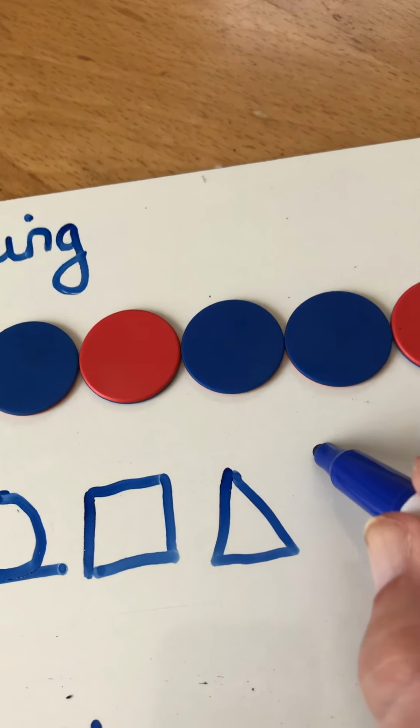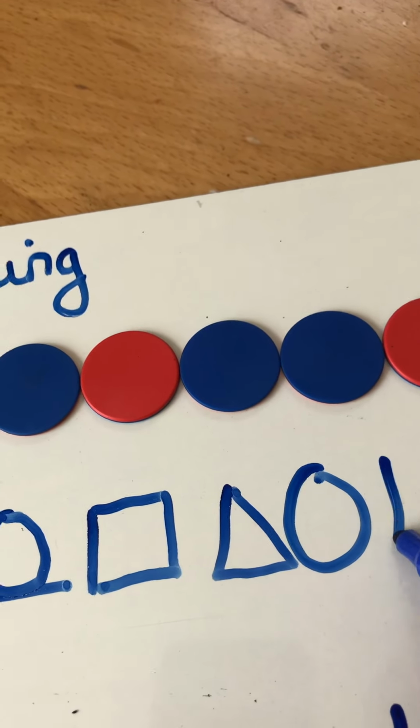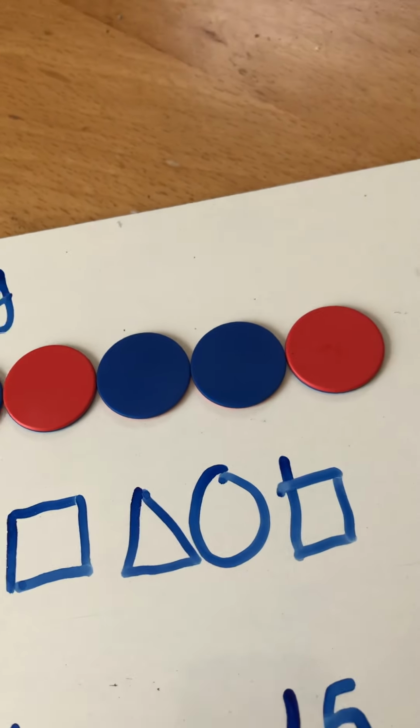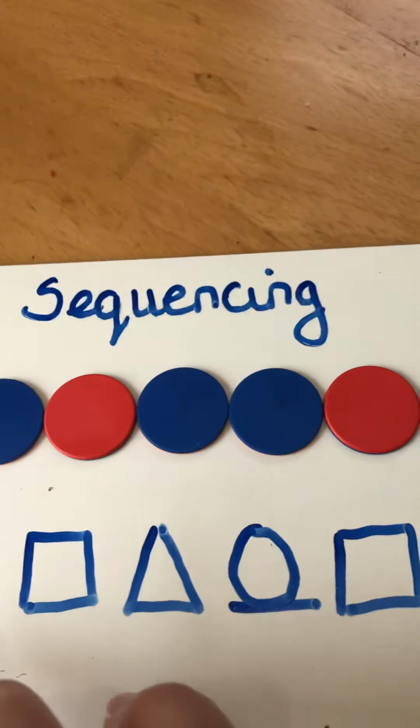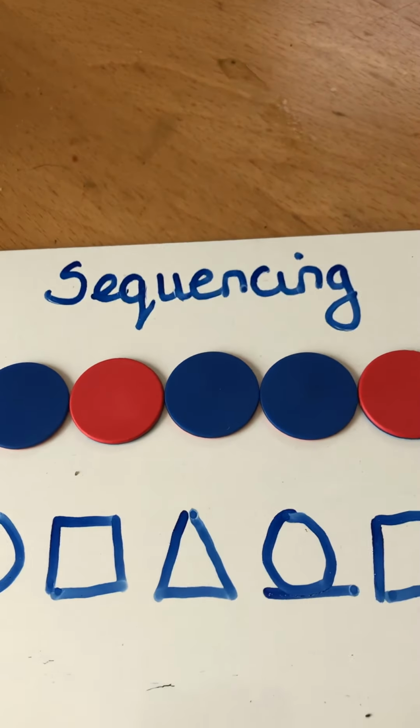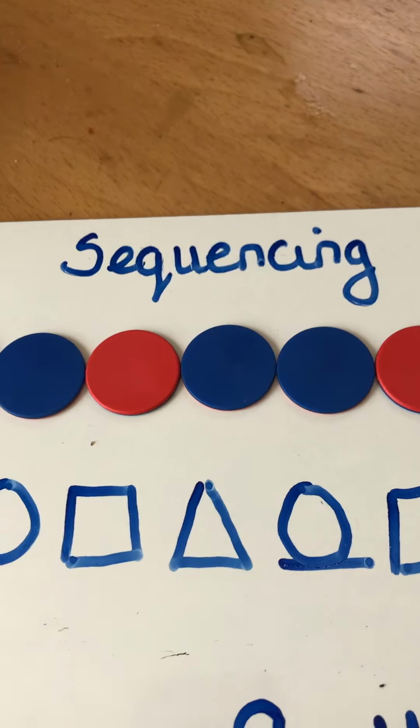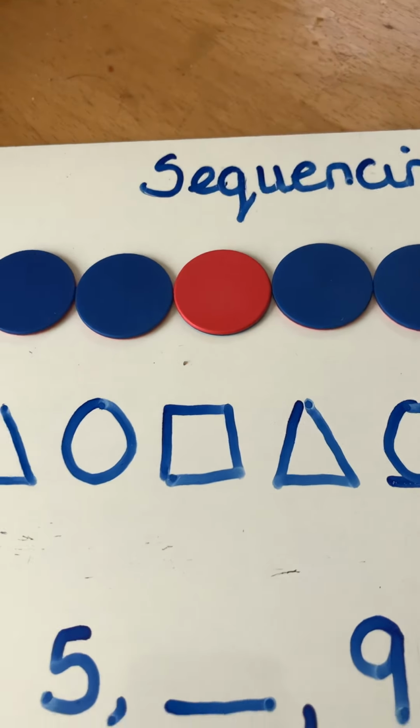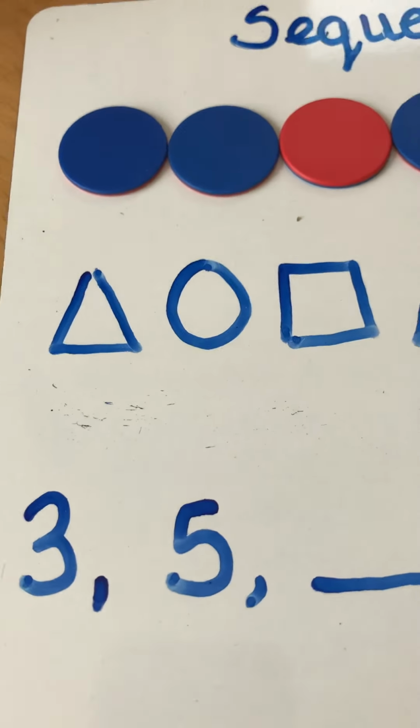Triangle, circle, square. And it would carry on like that. So it's a repeating pattern. The sequence is a repeating pattern. So let's have a look at this one here.